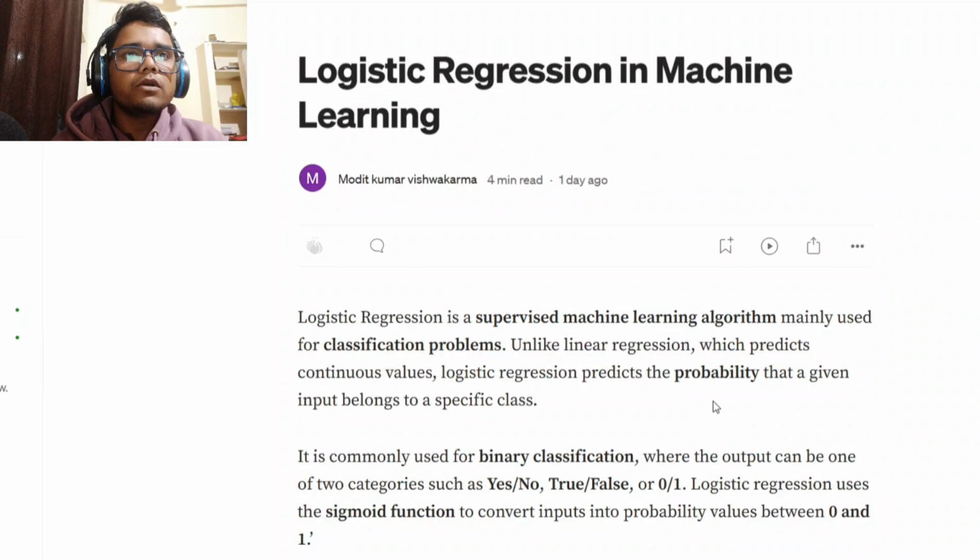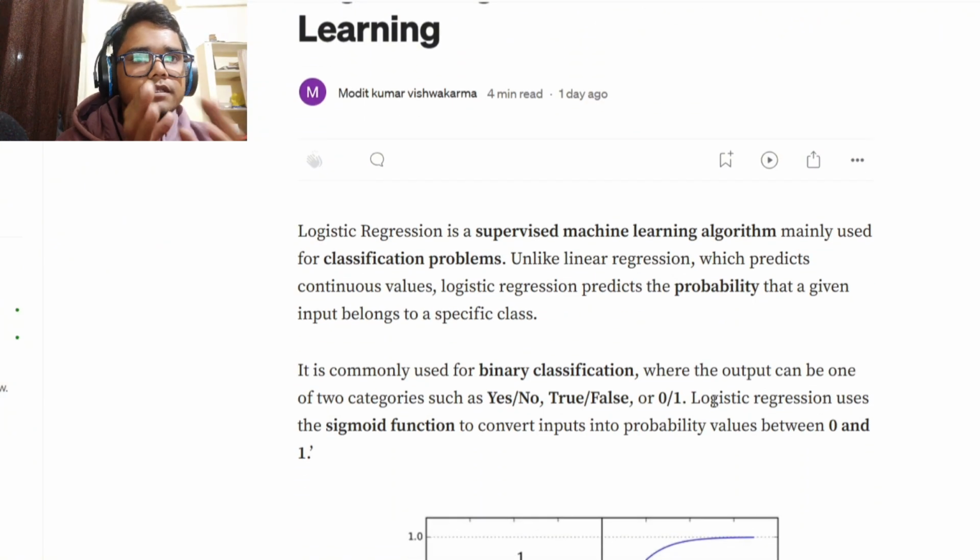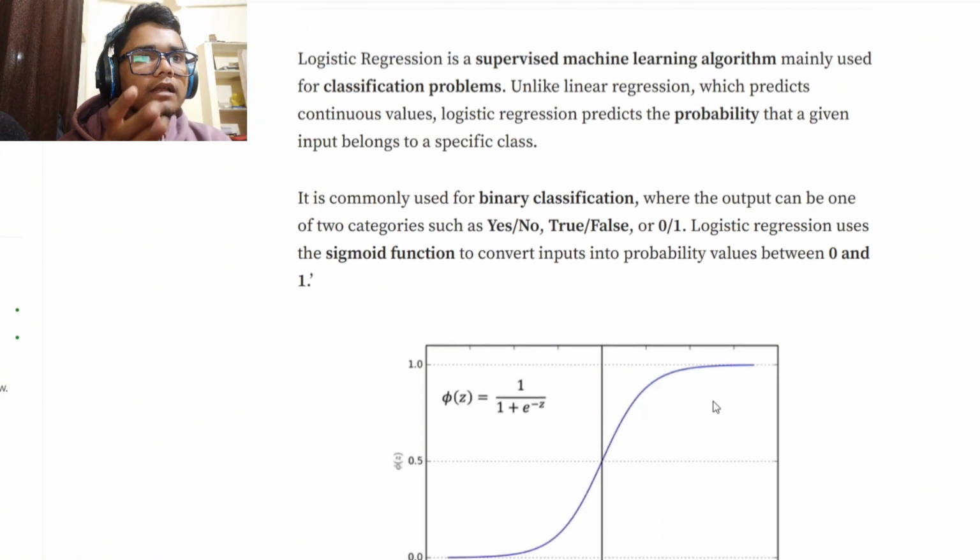Today we are going to study logistic regression in machine learning. So let's start. Logistic regression is a supervised machine learning algorithm mainly used for classification problems. Unlike linear regression, which predicts continuous values, logistic regression predicts the probability that a given input belongs to a specific class. It is commonly used for binary classification where the output can be one of two categories such as yes, no, true, false, or 0, 1. Logistic regression uses the sigmoid function to convert values into probabilities between 0 and 1.